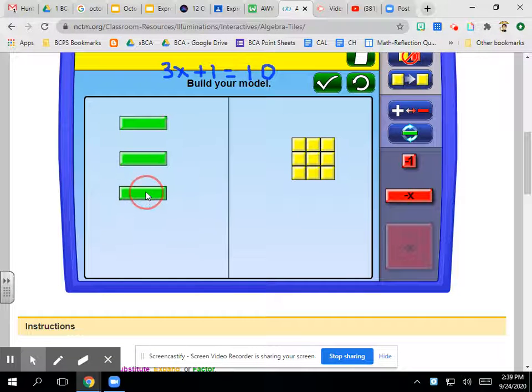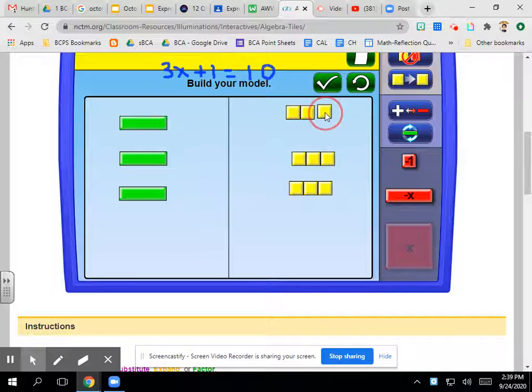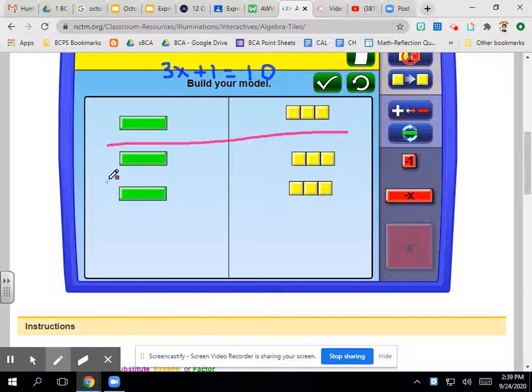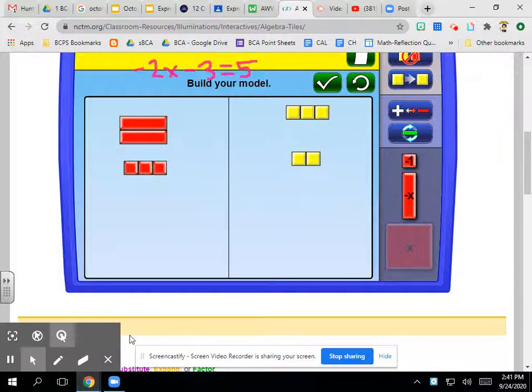So let's divide this out and see if I've got my 3 x's separated here into 3 groups of 1. Let's separate these into 3 groups and see what we get. So I've divided them, I've separated them out, and you can see each x corresponds to 3. So 1x equals 3.